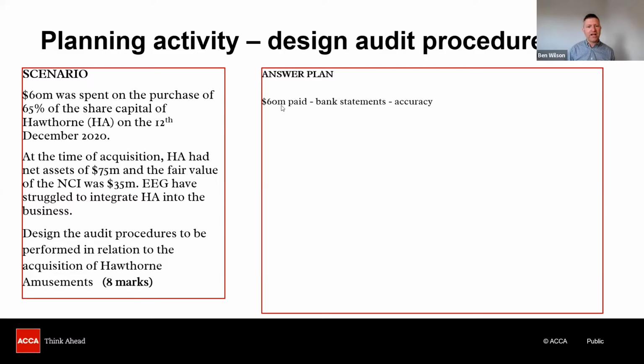So my answer plan is the 60 million that's been paid. I'm going to use bank statements to verify it. And what am I going to do? Well, I'm going to check that that 60 million is accurate, accuracy of the figure. That's my answer plan for that audit procedure. I took a fact, I got a source document, and I explained why that source document is helpful. It will tell me that 60 million figure is accurate. Okay, so that's one. You've got one for free, and you need to come up with some more.